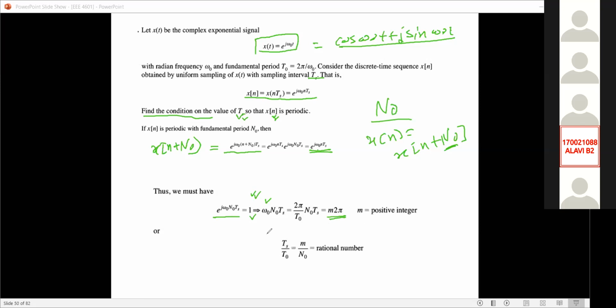Do you understand this part, sir? Why must it be 1? Can you see this equation? Why should it be 1?